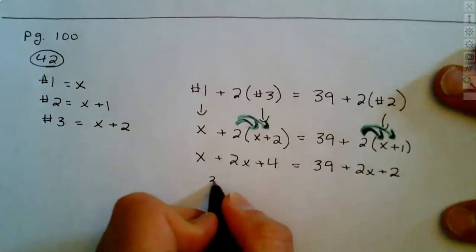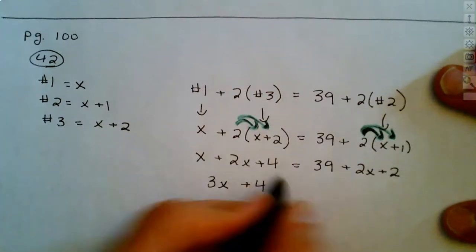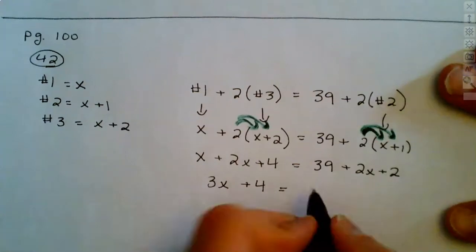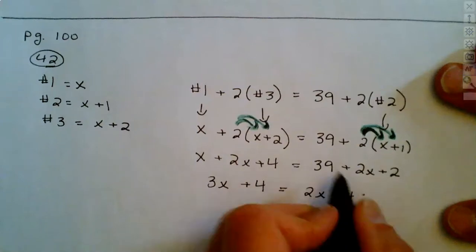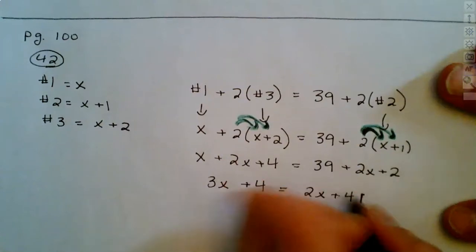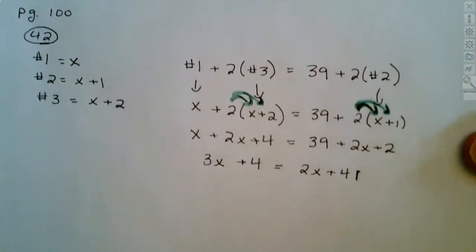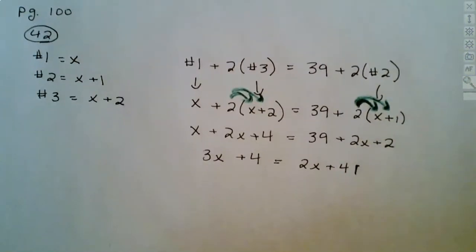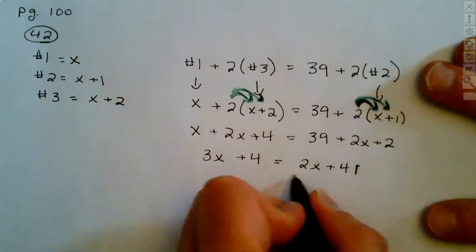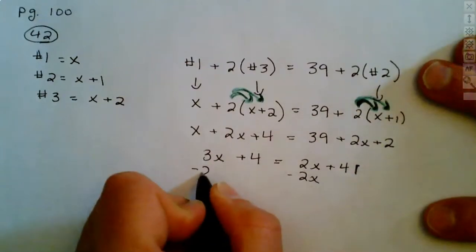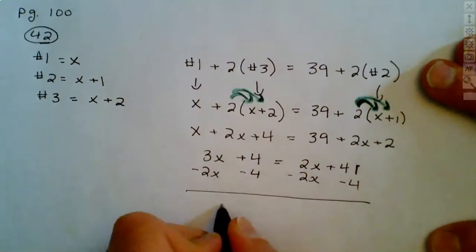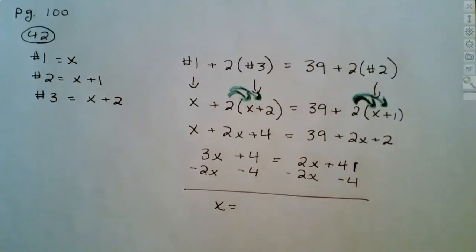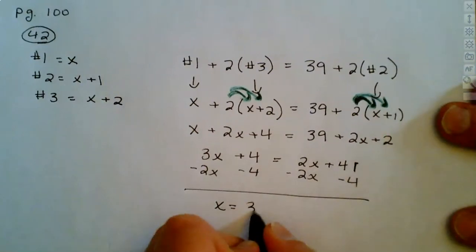Combine, 3x plus 4 is on the left. On the right, we've got 2x, and adding together makes it 41. So it looks like we're making progress here. We've got everything combined. Now we just move that 2x over and move that 4 over as well. So that leaves us with x equaling 41 minus 4, that makes it 37.